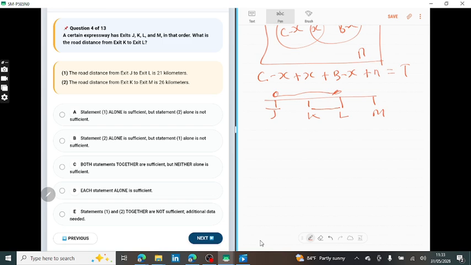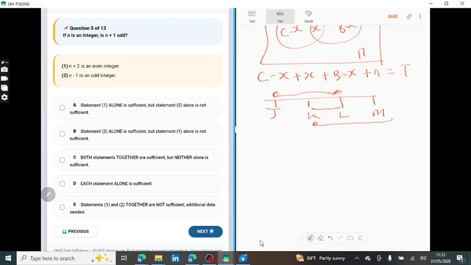And statement 2 is the road distance from K to M. Now, this makes it a sort of Venn diagram again, because KL that we are looking for is in both. This information is still not enough to solve this. What would have helped us is if we knew the total distance between J and M, just like in the Venn diagram. So we also select E.